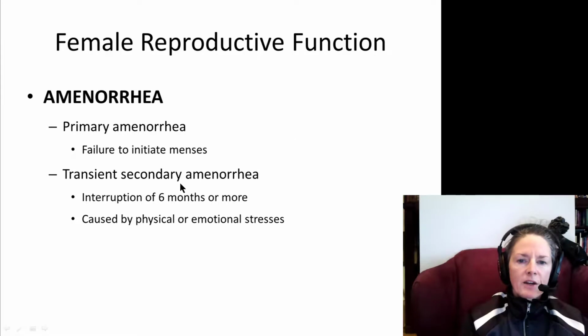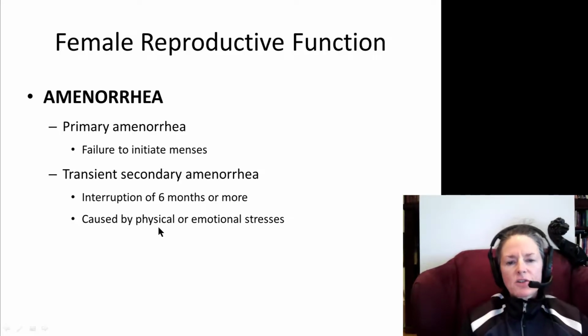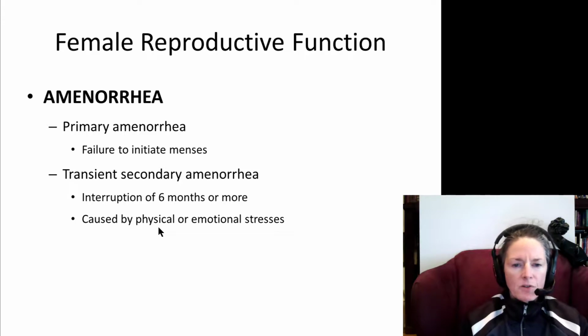And then we can have secondary amenorrhea, which is an interruption of the uterine cycle. And they say here because of physical or emotional stresses. Usually, sometimes it can be due to very high stresses. So, for example, when a war is on or something like that, or an epidemic, sometimes the uterine cycle will stop. And of course, that makes sense because the host, the female, is not really going to be able very successfully to supply the baby with nutrients if she herself isn't getting enough nutrients to keep herself alive.